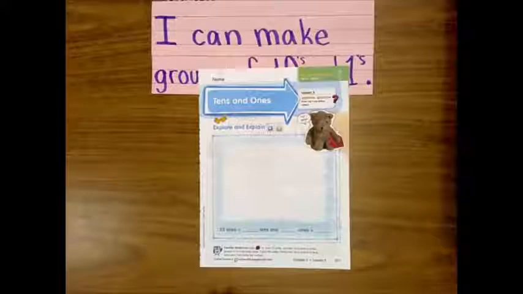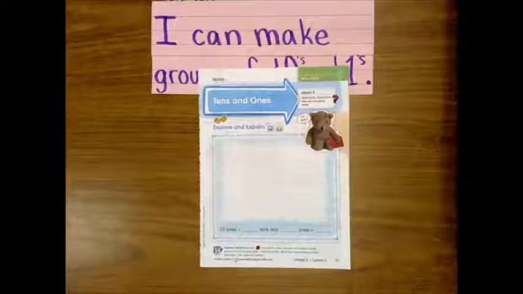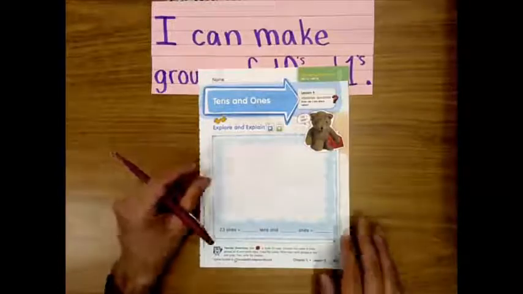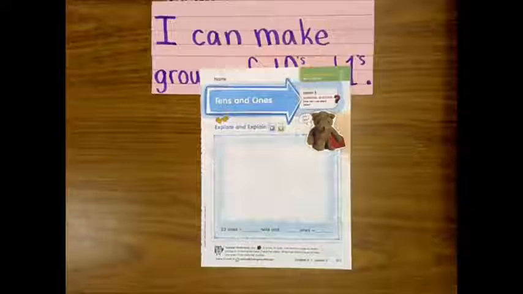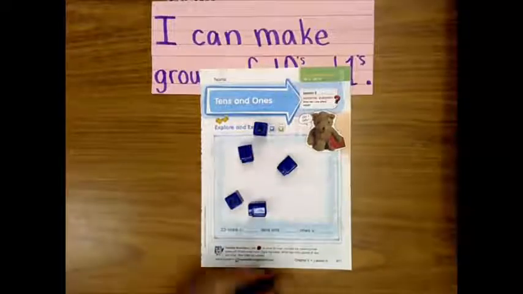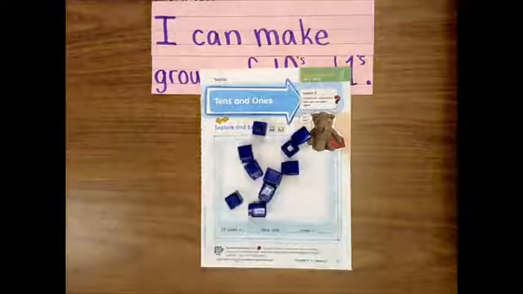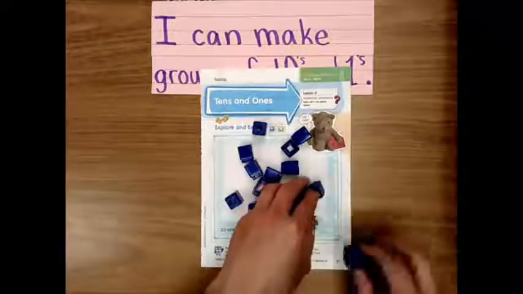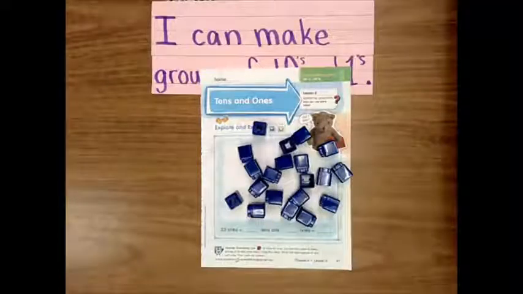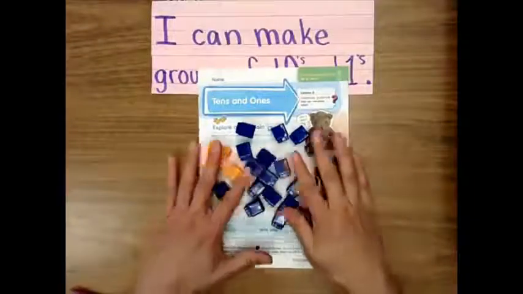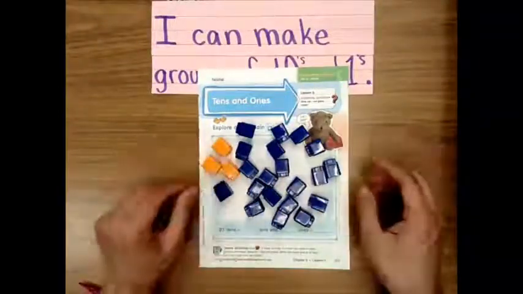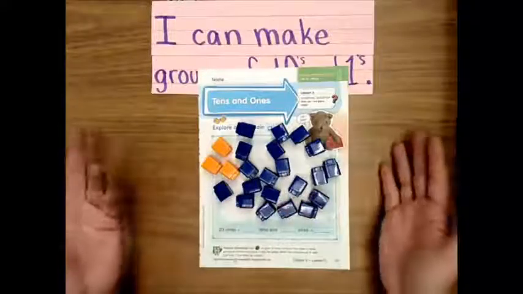Okay, so let's open up our books and go to page number 371. And let's get started. So if we have 23 ones, let's put some blocks right here. This is 23 blocks. Okay, so now this is a lot to count, and it doesn't make it very easy when it's like this.